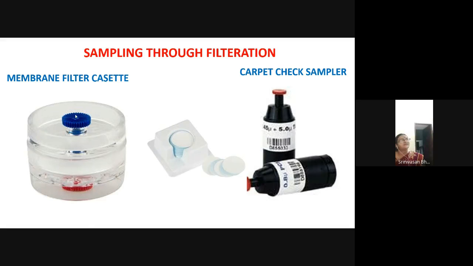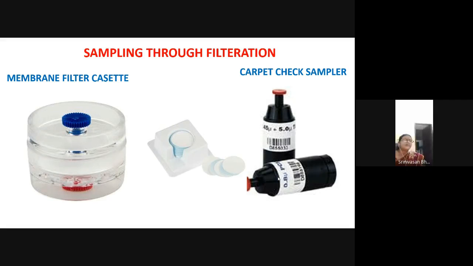So this is a membrane filter cassette, which is for sampling through filtration. Next is the carpet check. This also comes under the sampling through filtration method, where the membrane size is of various types, 0.8 to 4.5 to 5 μm, depending upon the area where you want to sample. This is also called the carpet check sampler. Inside the sampler is the membrane, which is 0.8 μm to 5 μm in size.